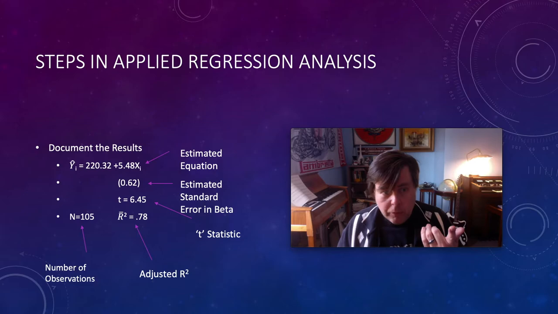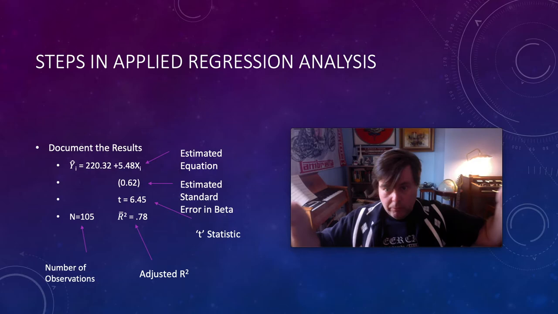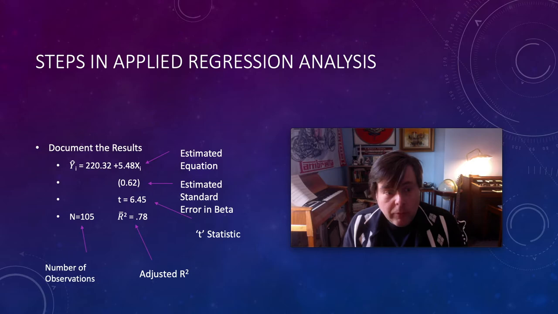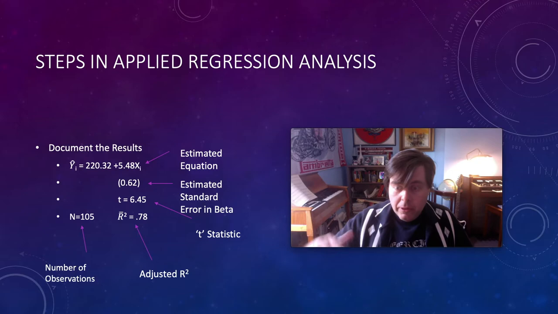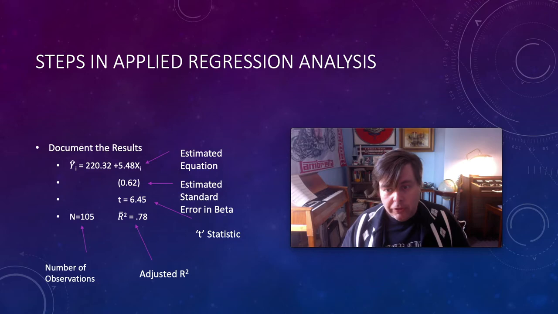Right, so the standard error is going to have this curve around it of 0.62. And then we have our t-stat associated with that, so 6.45 in this case. Okay, below those we have our number of observations, in this case 105, so that means we've got 105 data points that we've observed. Okay, and then finally our adjusted r-squared, which we talked about in the previous video.